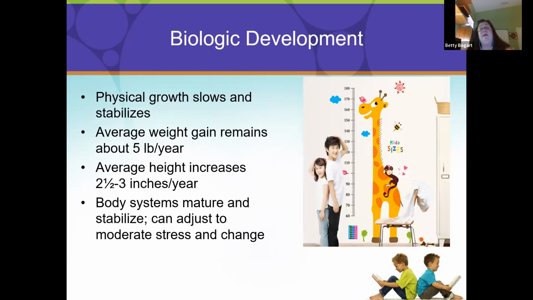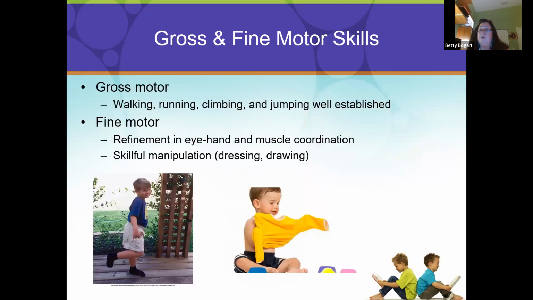So again, everything is slower. The weight, their height, the way it's growing slows down. And then, of course, their vital signs are starting to come down a little bit more, the numbers. Gross motor, get up and go, go, go. They're walking, running, climbing, and jumping now. Fine motor, this is now they can dress themselves the right way, not inside backward.